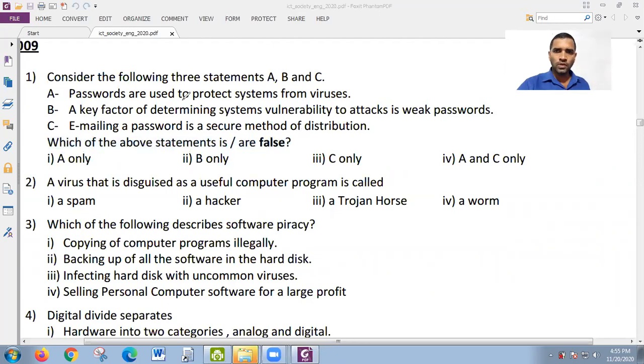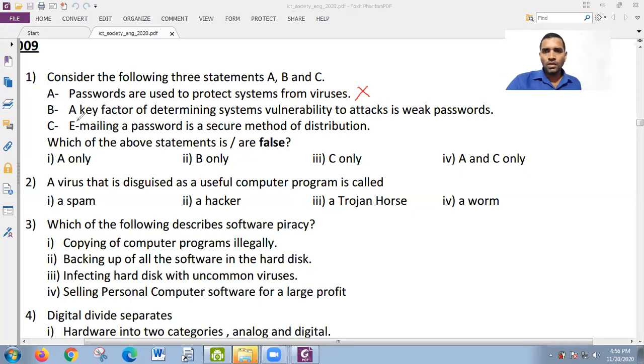Passwords are used to protect the system from viruses. Can a password prevent the virus? Never, right? A password can prevent some kinds of unauthorized access. But a virus can come in different ways, right? It comes through the internet, it comes through removable storage devices. So having a password is not the way to prevent a virus. So that one is wrong. But the question is about the false statement, so the first one can be taken as an answer because that is false.